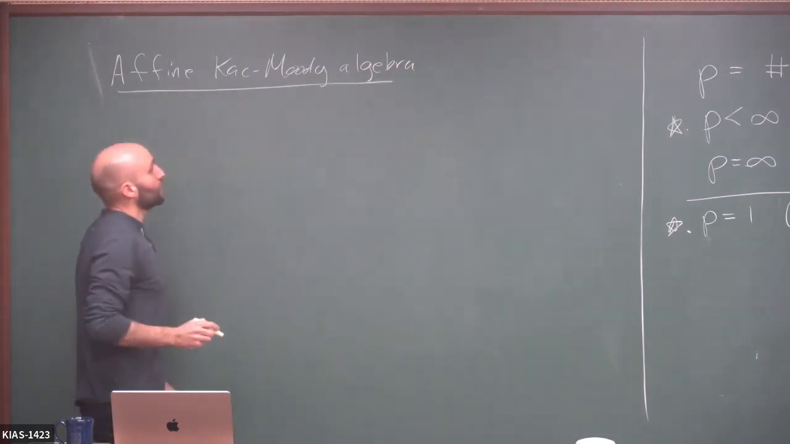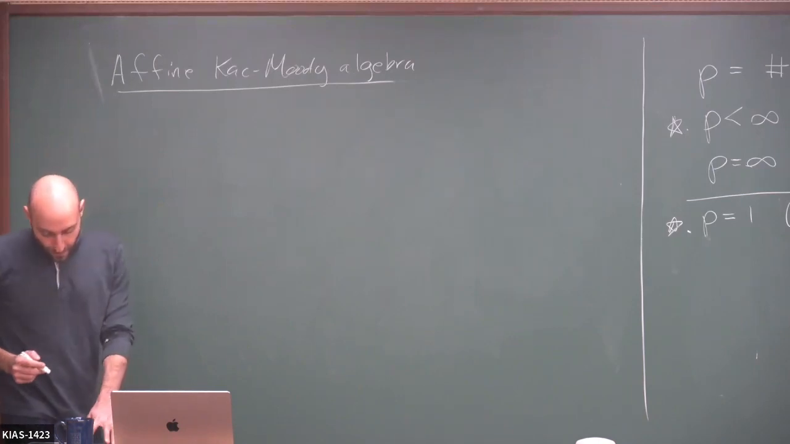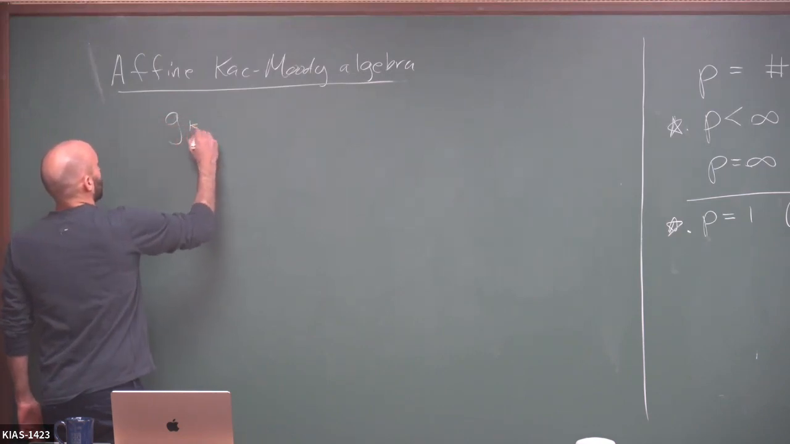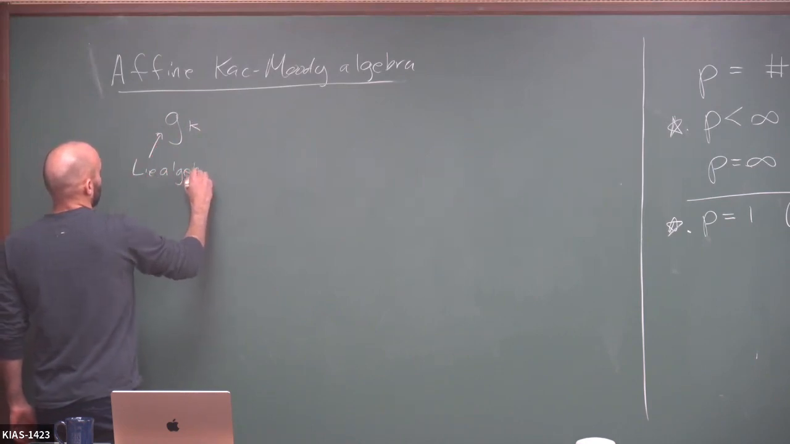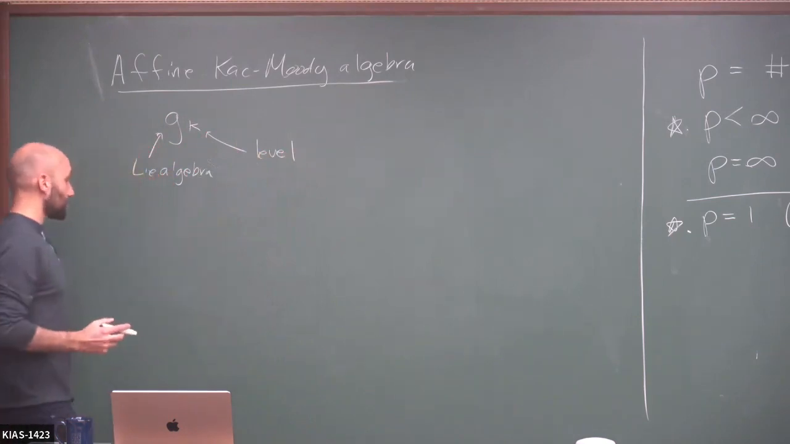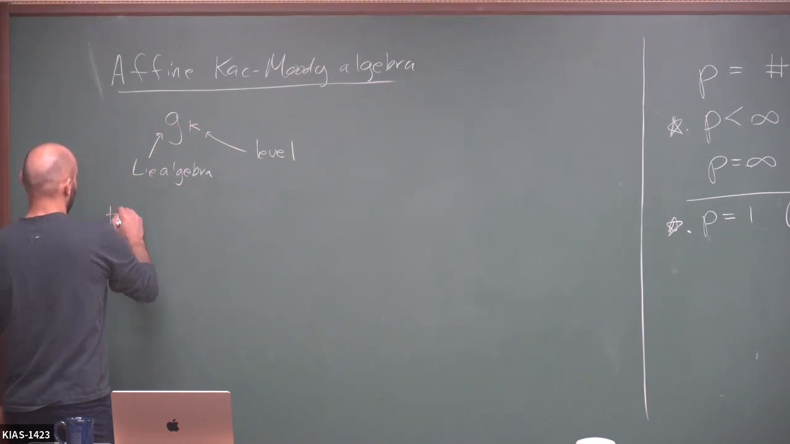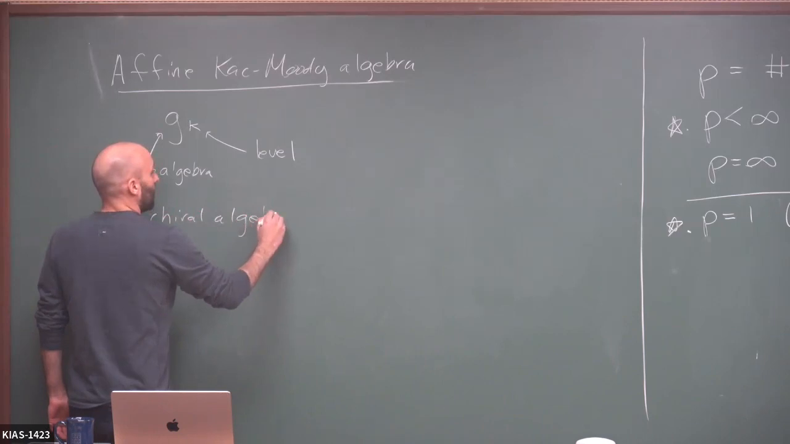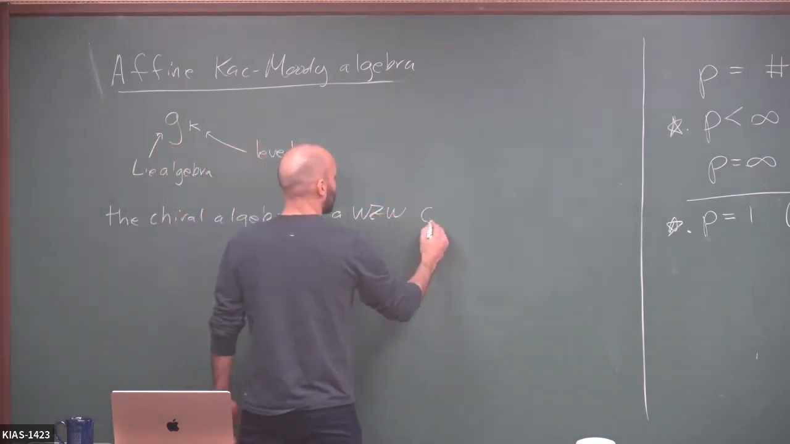The least painful way to introduce what these are is that the data that specifies them is a Lie algebra G and a positive integer K called the level. And so what this is, it is the chiral algebra of a WZW model, WZW CFT.